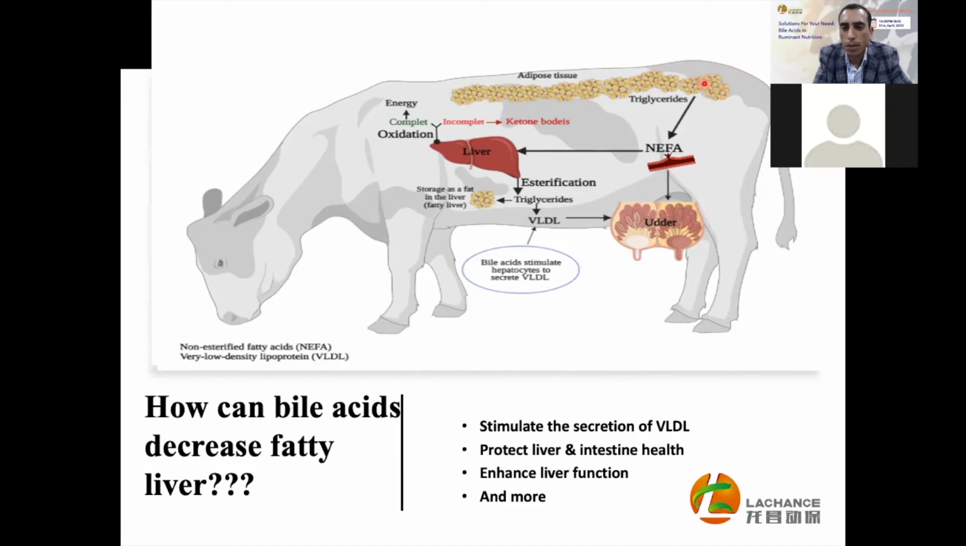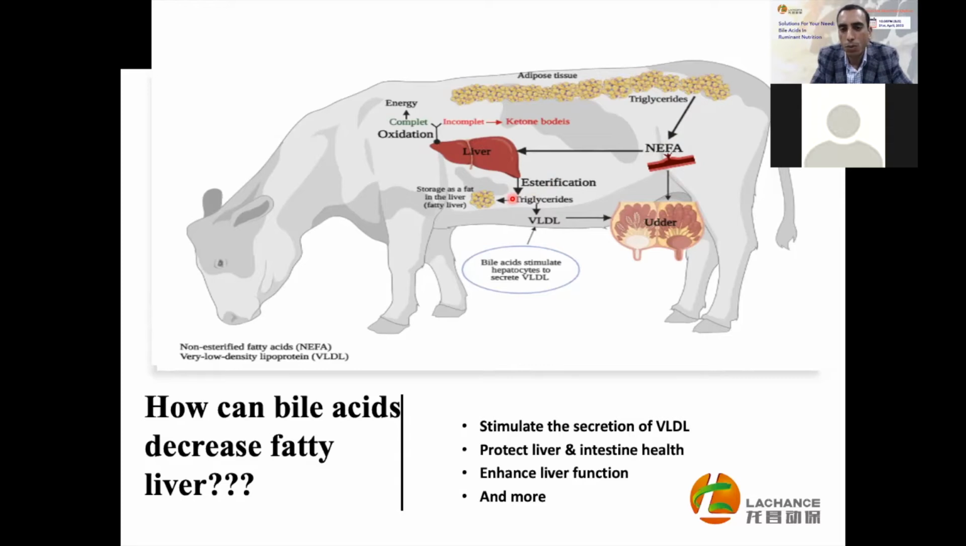Adipose tissue is composed of triglyceride, and at that time non-esterified fatty acid is produced. Non-esterified fatty acid is secreted directly into the blood and goes to the liver. When it reaches the liver, there are two ways. The first one is esterification, which produces triglyceride. Triglyceride is stored as fat in the liver, so it can cause fatty liver, and this is a big problem for dairy cows.